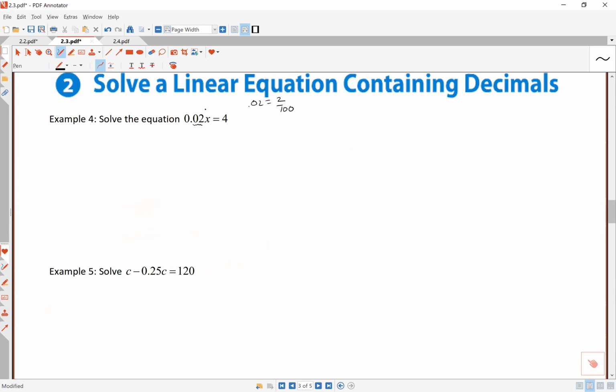If it's a 0.02, 2 decimal spaces, multiply everything by 100. 100 times 0.02 is 2. And 100 times 4 is 400. So what I do to the left side, I must also do to the right side. Then I divide both sides by 2, and I get x is equal to 200.